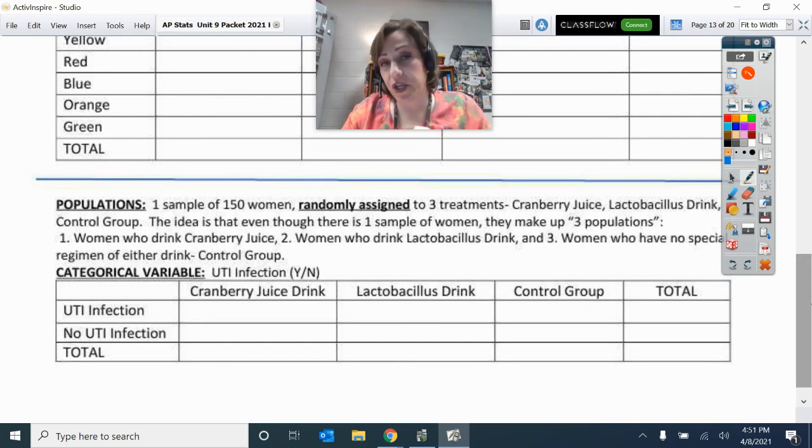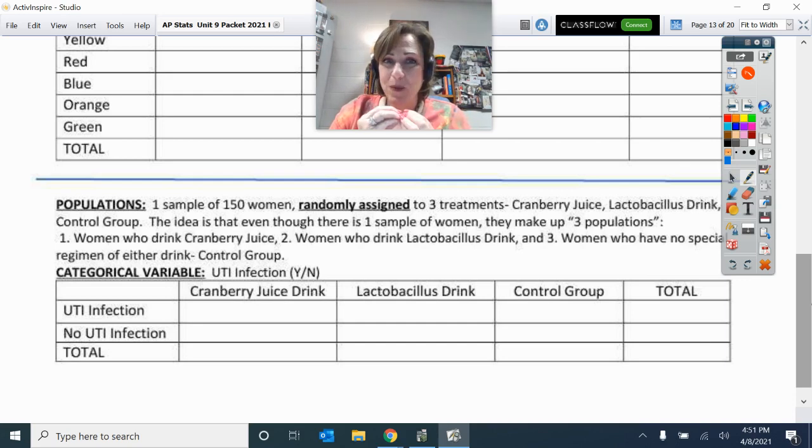Here's another one. I wanted to show you this one because this is an experiment. This one threw me for a loop. I didn't think of this as being three separate populations. And yet, this is how the chi-squared test of homogeneity showed up as an AP question in 2016. So let's discuss this.